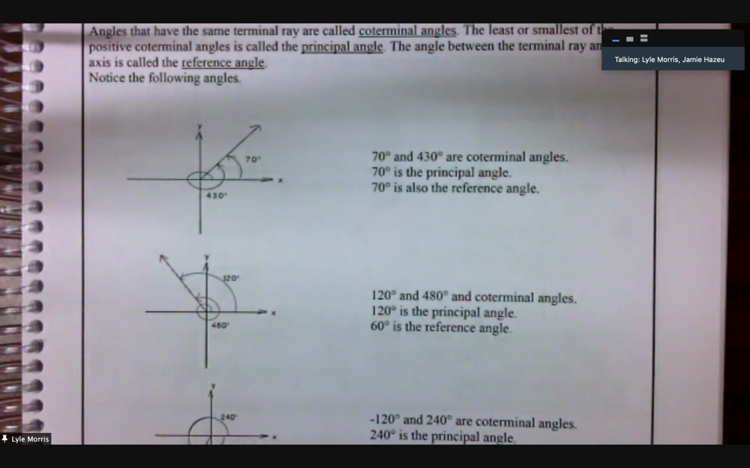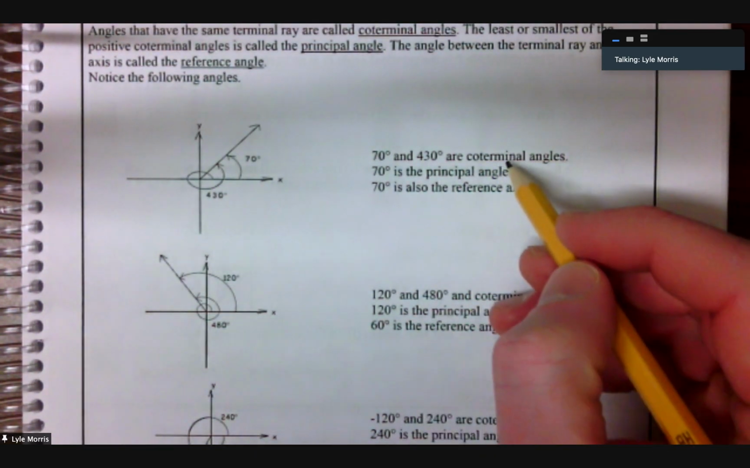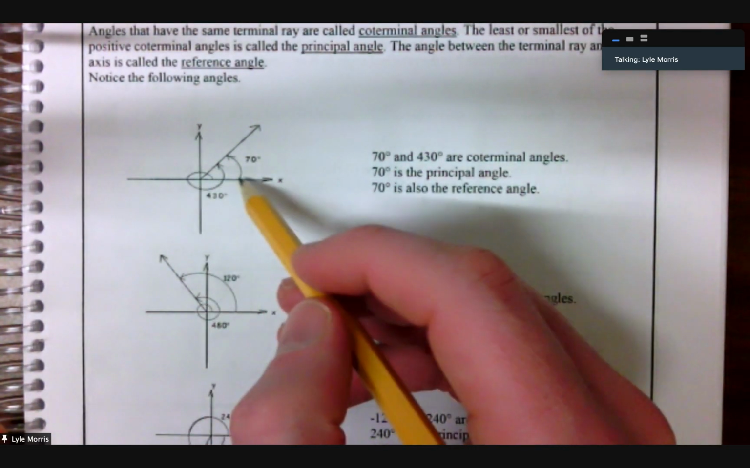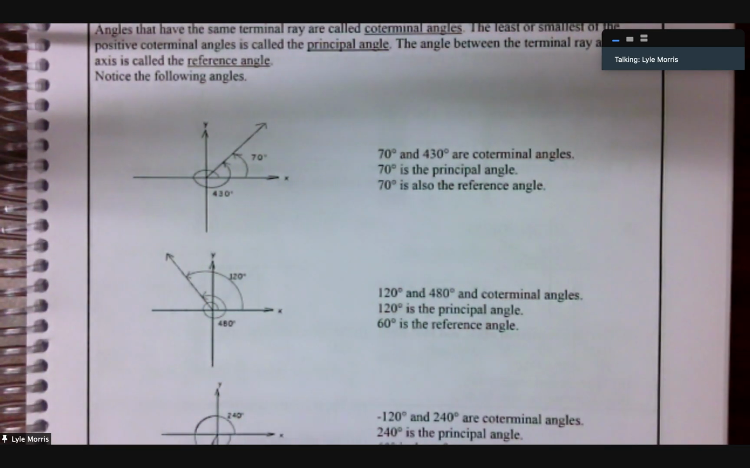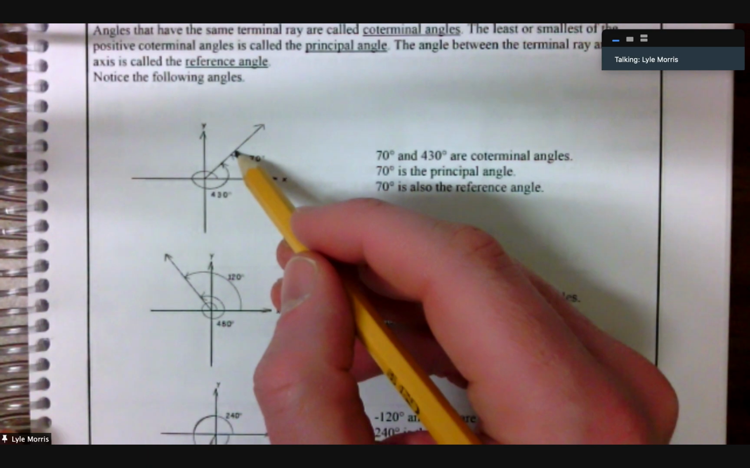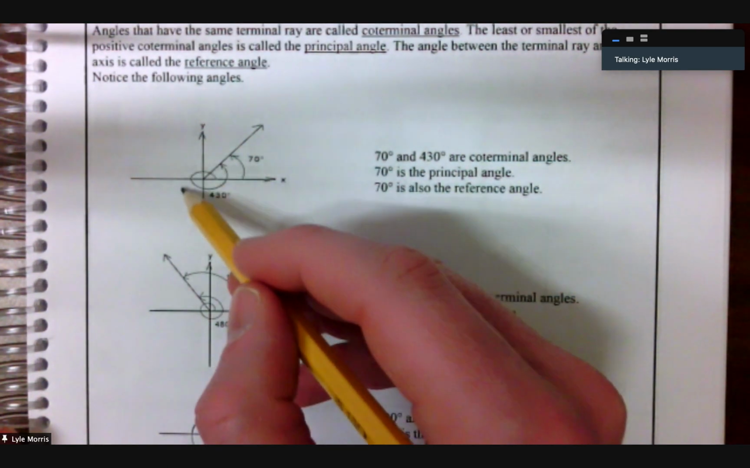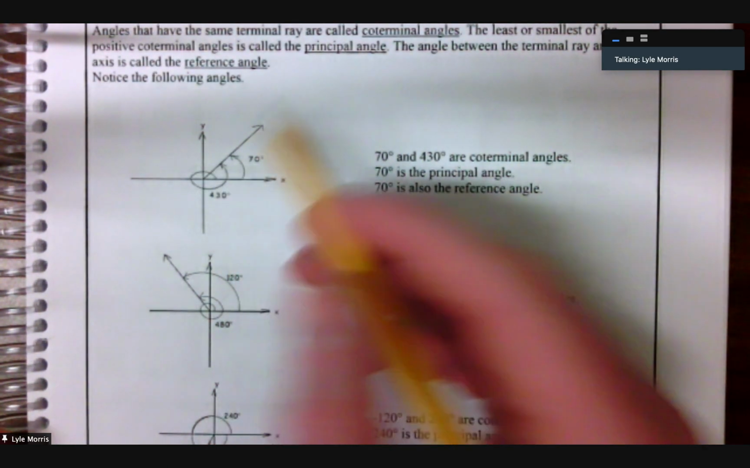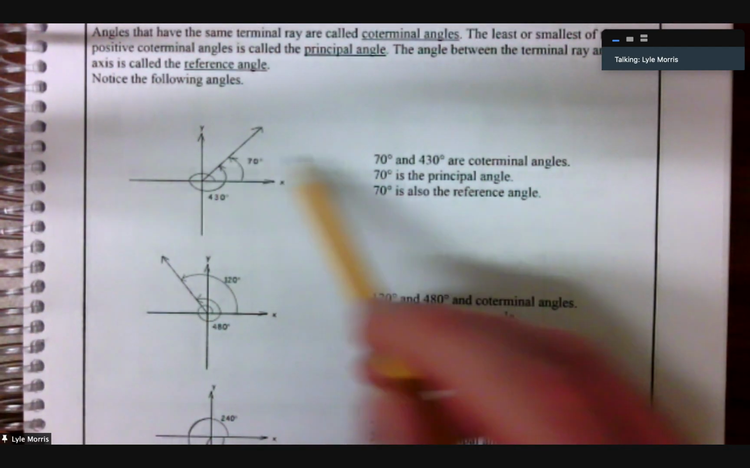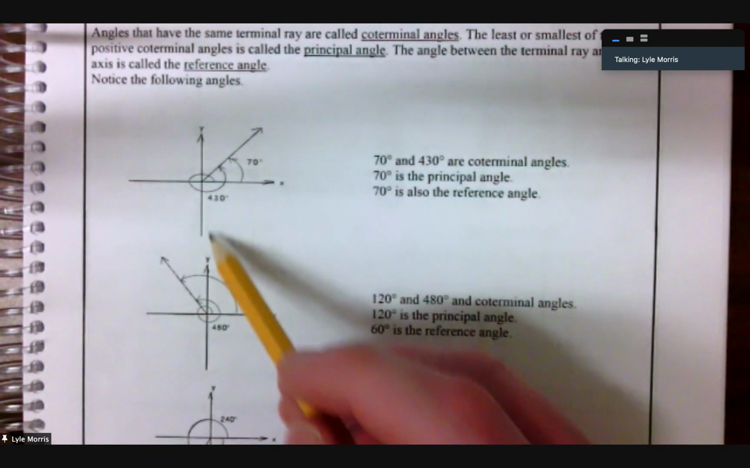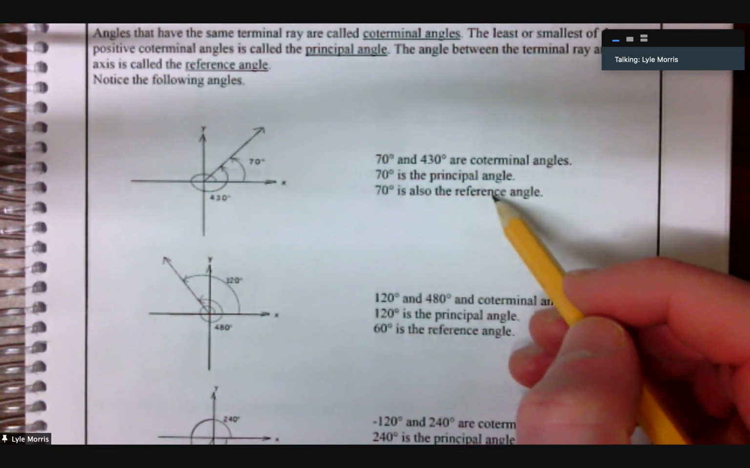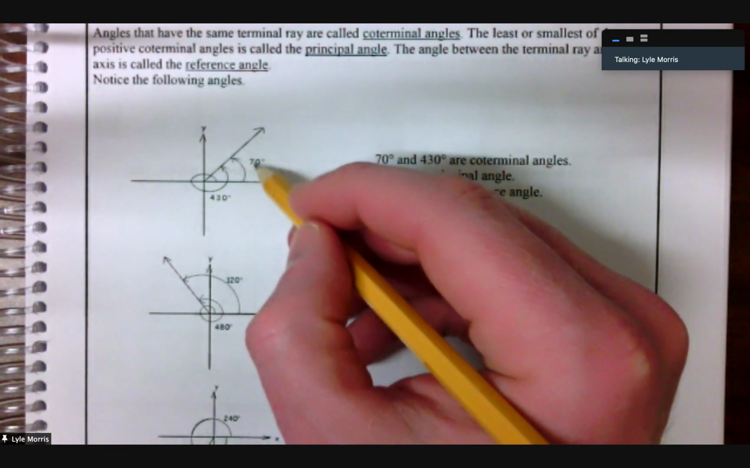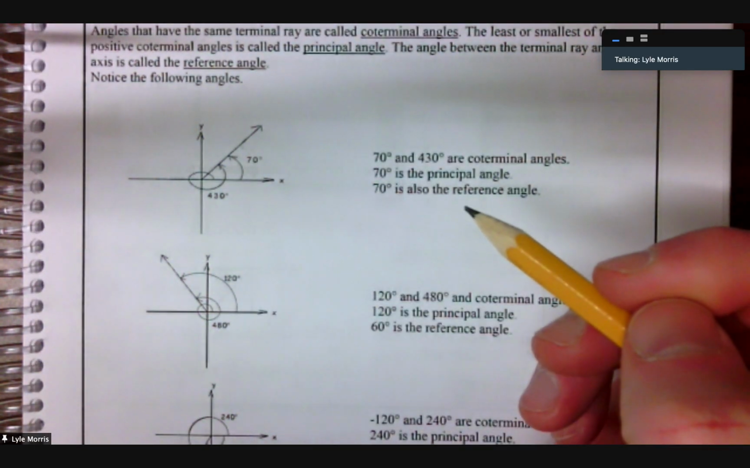All right, so here's how these work. We learned coterminal, principal, and reference angle, and this is the way they are. So 70 degrees is right there. If you go all the way around, that's 430 degrees. So 70 and 430 are coterminal because they end in the same spot. 70 is the principal angle because it is the smaller of the two, and it's also the reference angle because it is the closest to the x-axis.